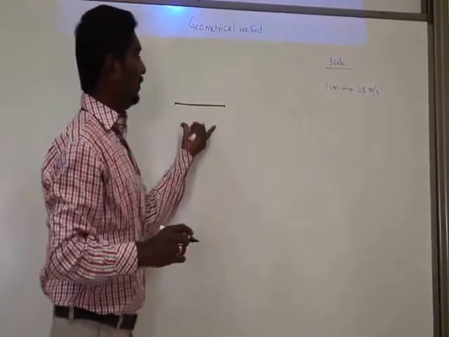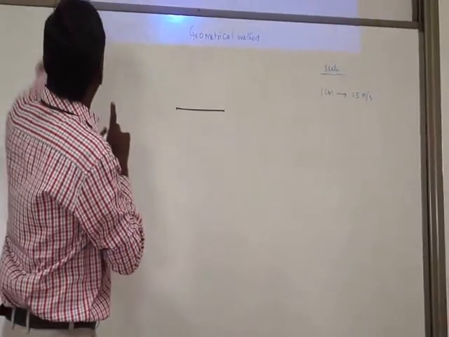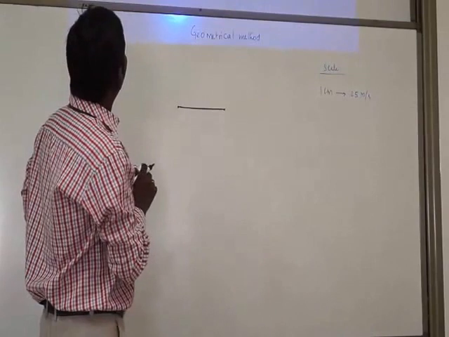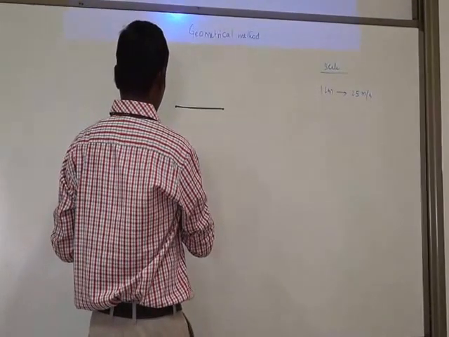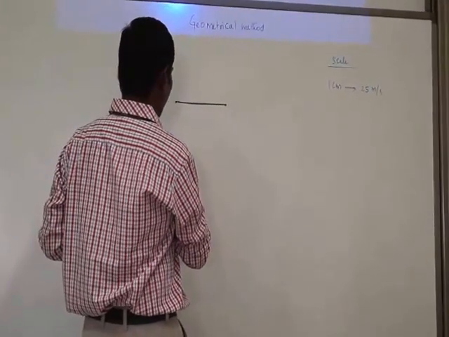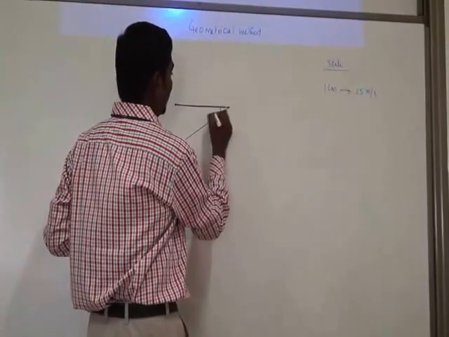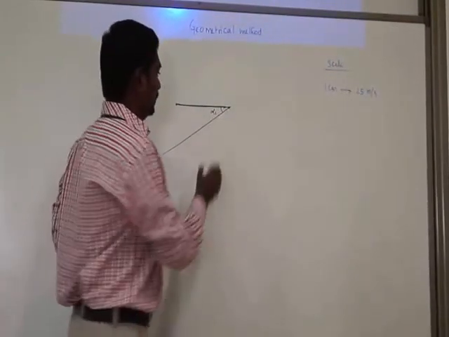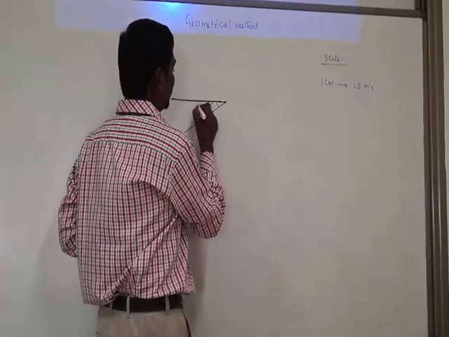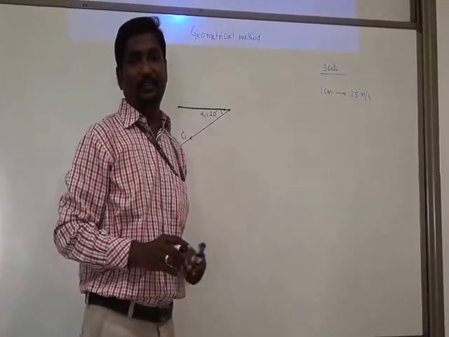Next step, after drawing this, we have to draw the absolute velocity of the fluid. What is the fluid inlet velocity? C1 is 600 meter per second. You take a suitable scale. And alpha 1, the nozzle angle, is known as 20 degree. You draw a line inclined at 20 degree. This is alpha 1. This is the fluid inlet velocity C1.